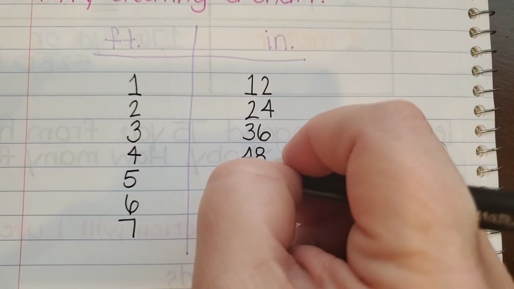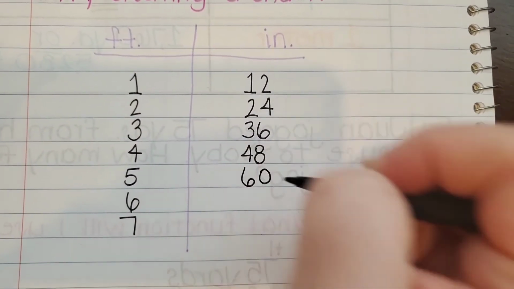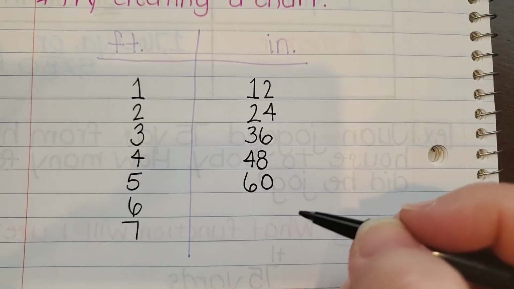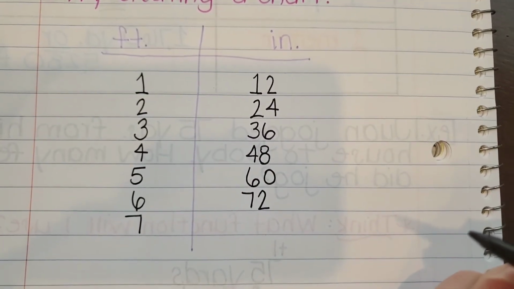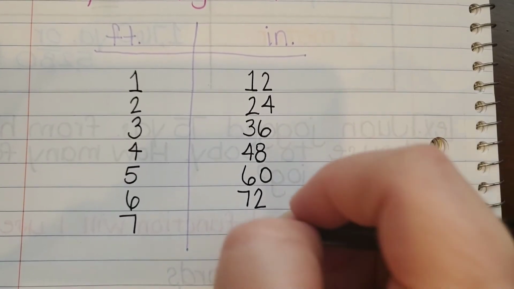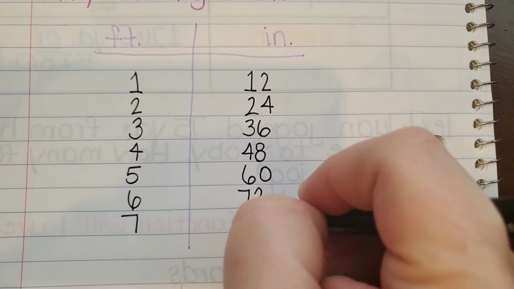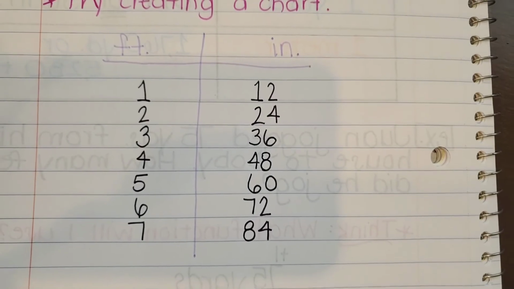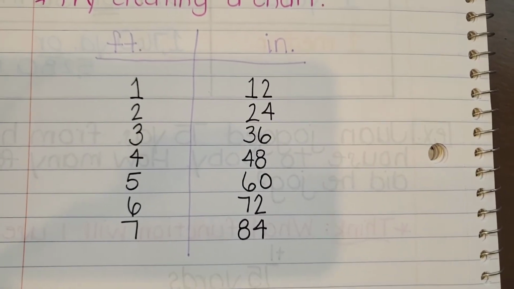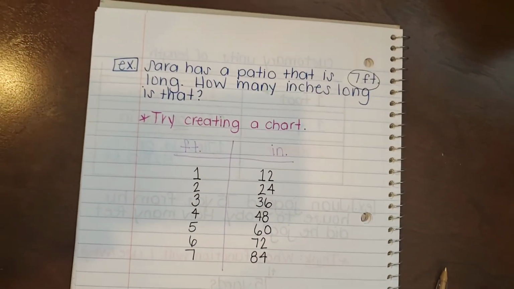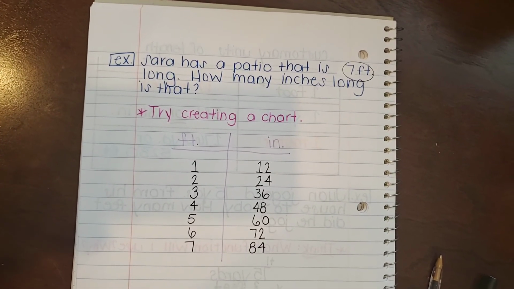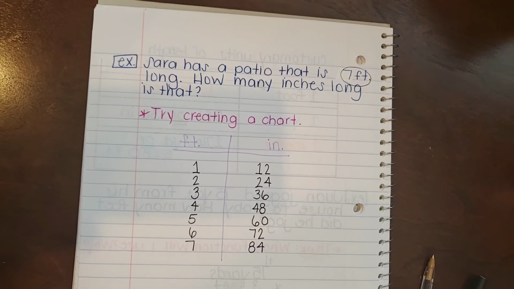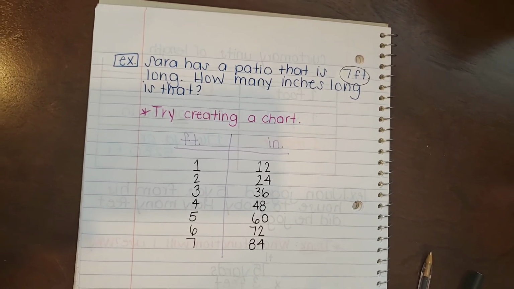So 12 times 5 is 60. 12 times 6 is 72. And 12 times 7 is 84, and that's the number that we need. So if we go back to our problem with Sarah's patio, we know that if her patio is 7 feet long, then in inches, it would measure 84 inches.